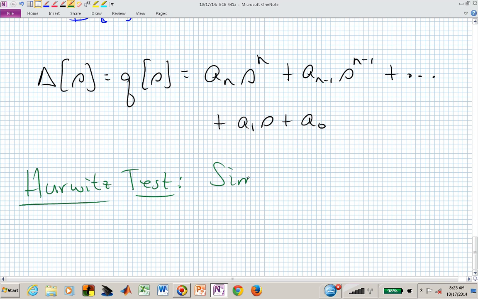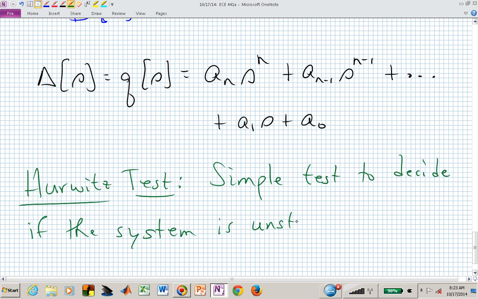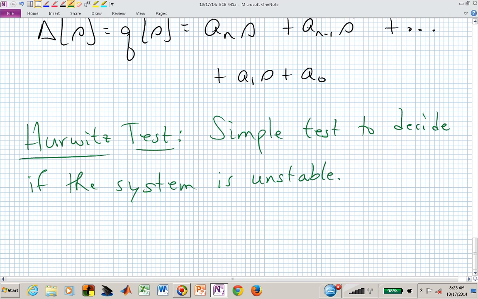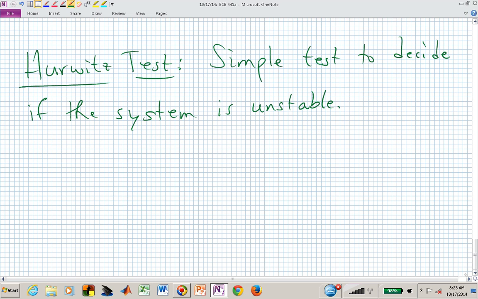This is a simple test to decide if the system is in fact unstable. And on a lot of the exams, I'm going to have you doing more than just checking stability or instability. I'm going to maybe ask you where these roots are located without using your calculator, now that you've gone out and spent $200 on a calculator.